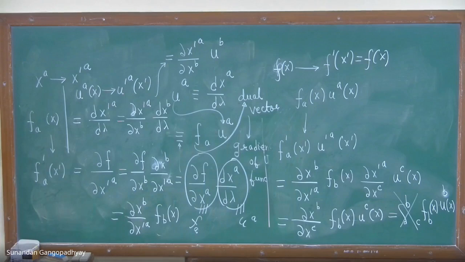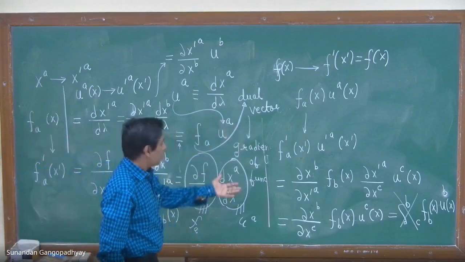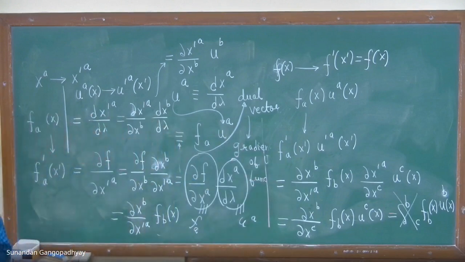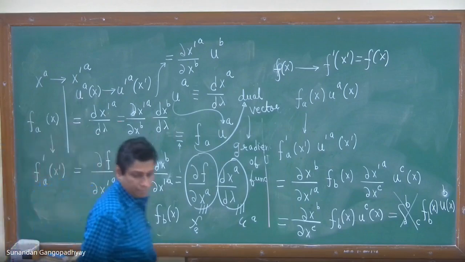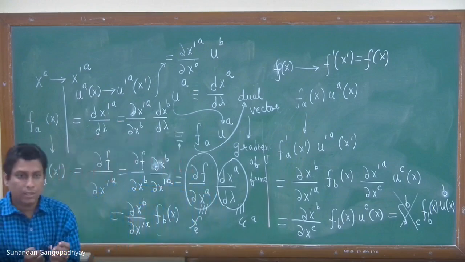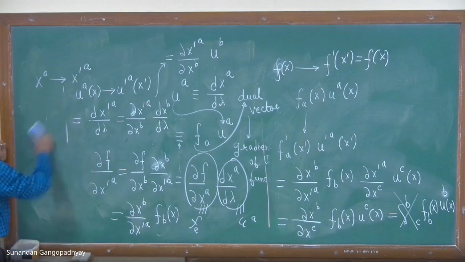And from this exercise we have learned what contravariant vectors are, what covariant vectors are, what a tangent vector is, what a dual vector is, which is the gradient of a function, and what a scalar is. So we have learned all these objects and their transformation properties. Together? Good. So let us proceed further.